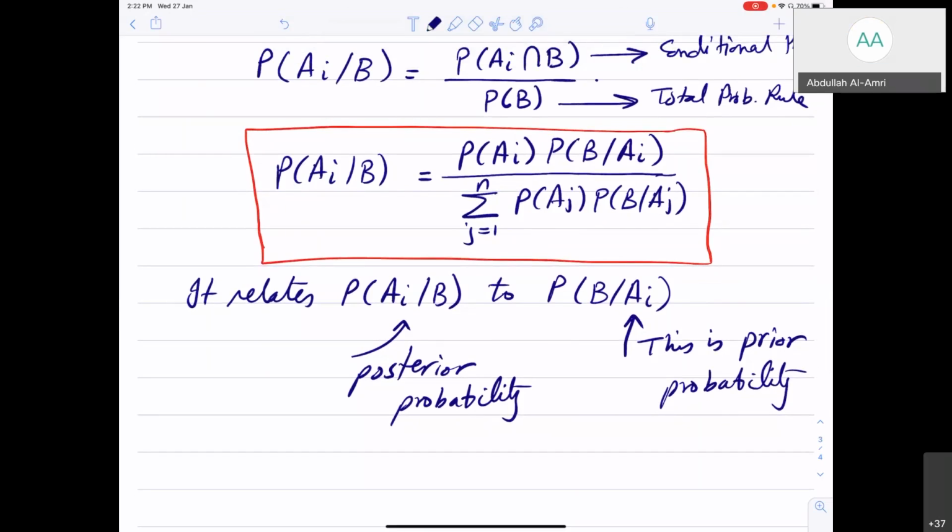Doctor, actually, I didn't understand the red square, the law inside the red square. I didn't understand it. There is nothing here to understand. It's just relating probability of A given B to probability of B given A. So yeah, you have two events. But how did you convert the probability of B into the sum of probability A_i, probability B over A_i?